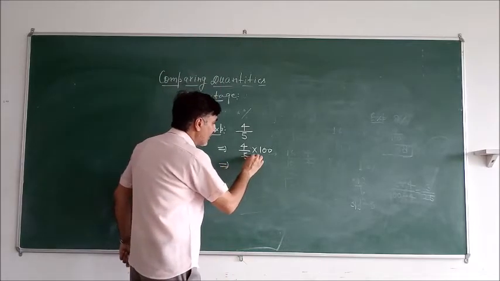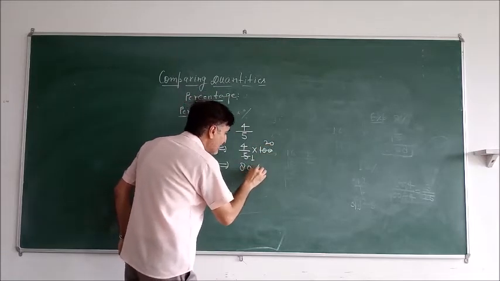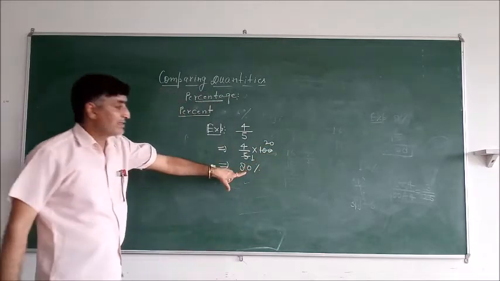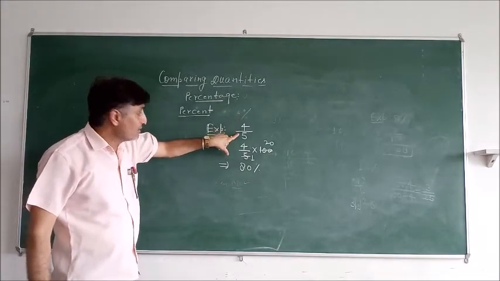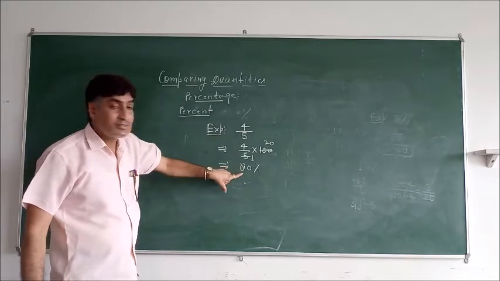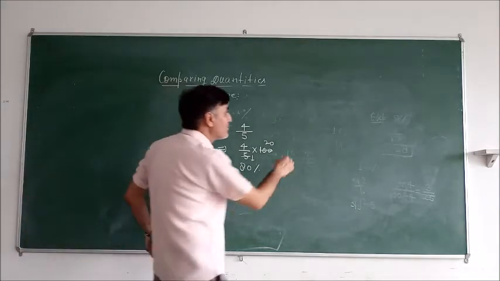This becomes 5 1s are 5, 5 20s are 100, and it becomes 80%. That is the percentage form of this number 4 upon 5, which is written here in fractional form. Let us take another example of decimal form.